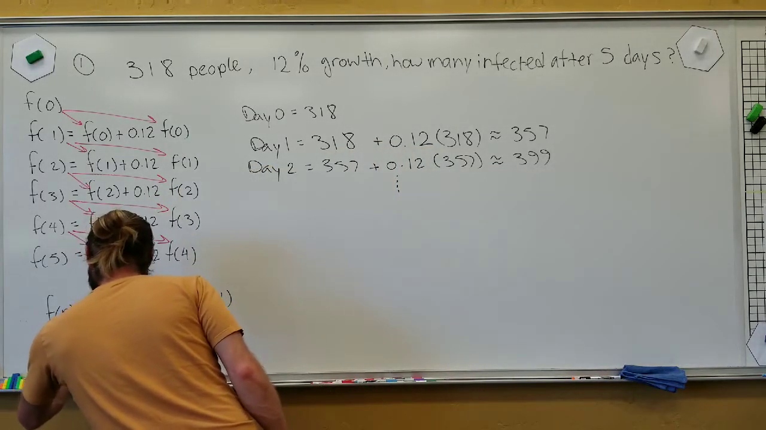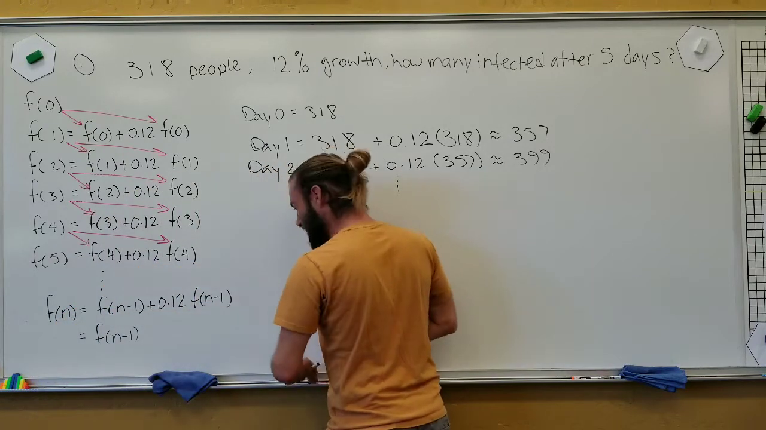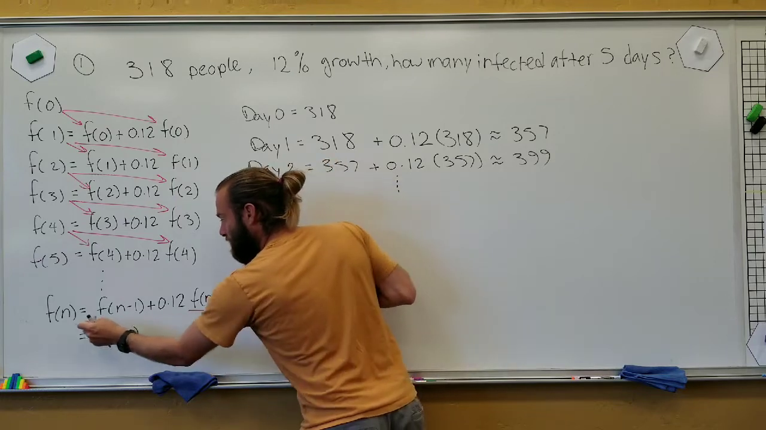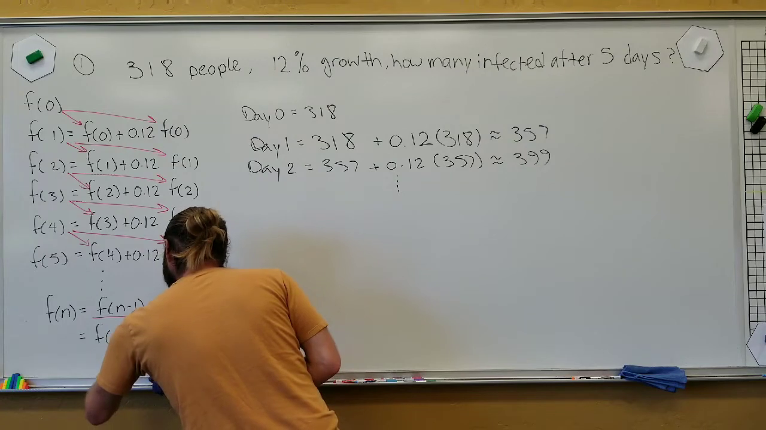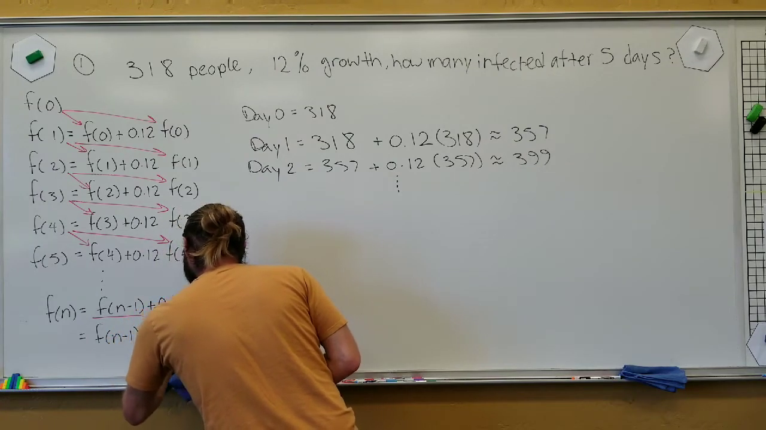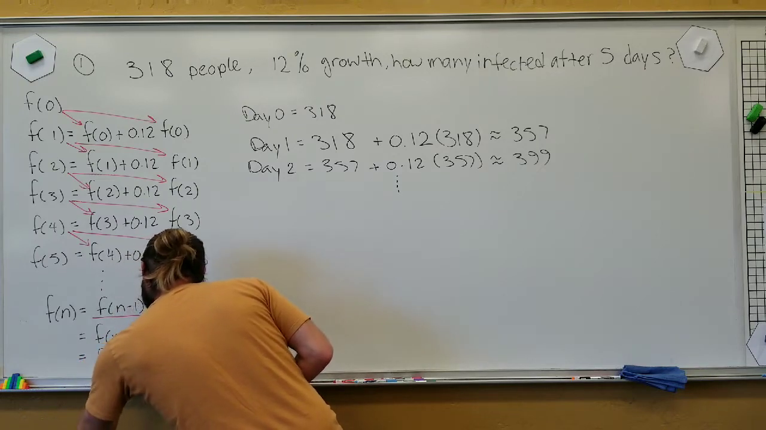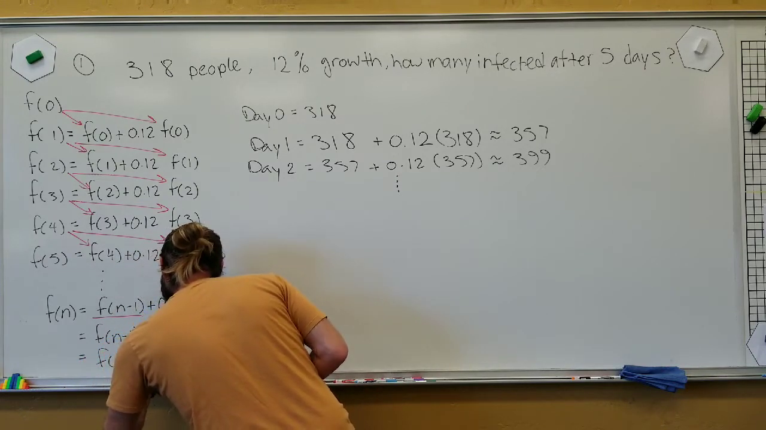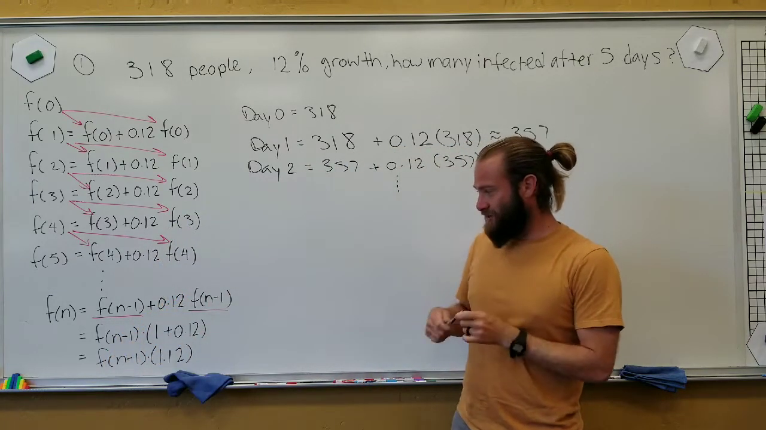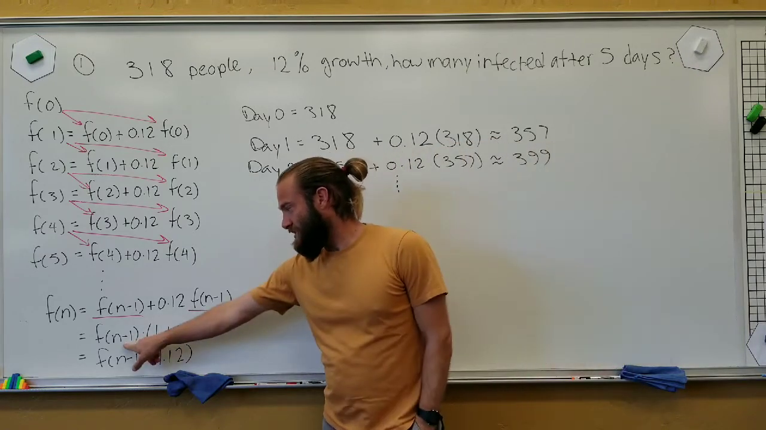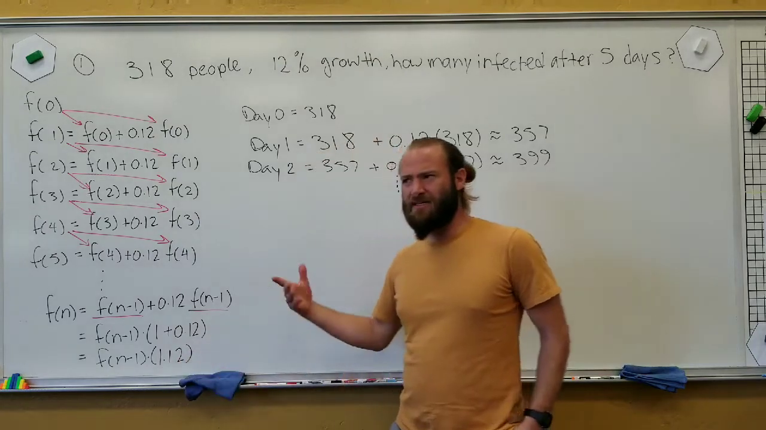Now, if you actually realize that there's an f of n minus 1 contained in both of these terms, I can factor it out and be left with 1 plus 0.12, which then ends up being this. So what I get here is, I have the previous output times 112%, 1.12, but that makes sense, right?